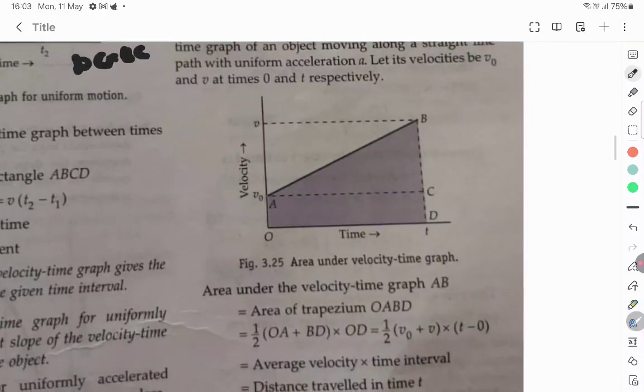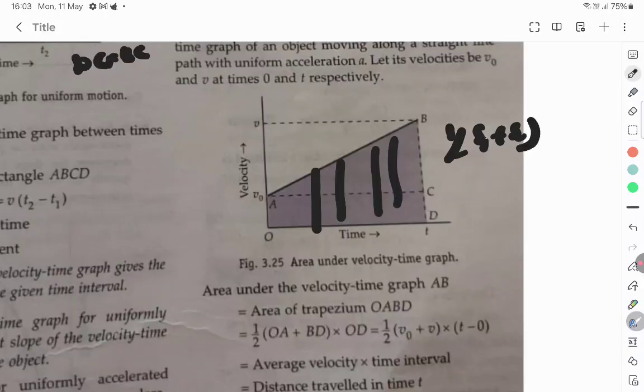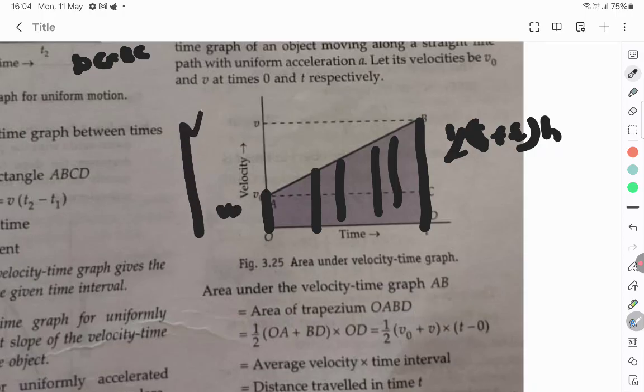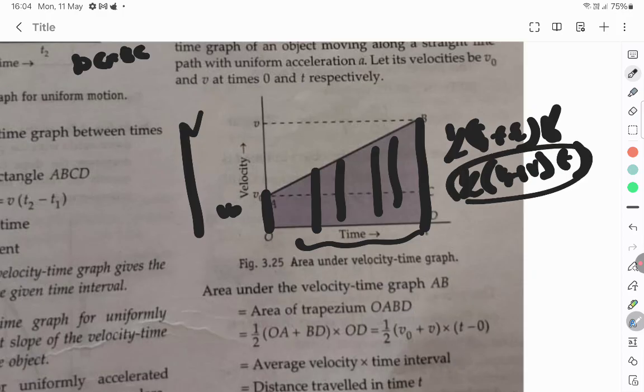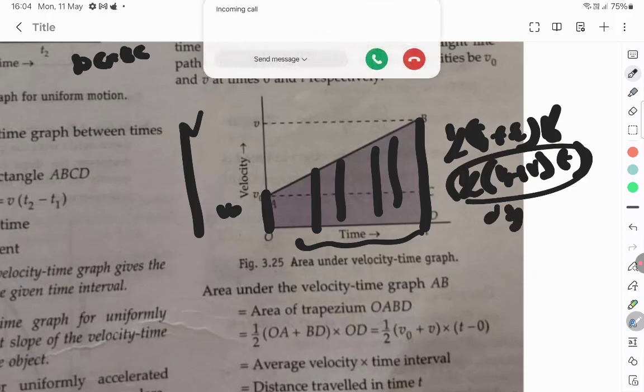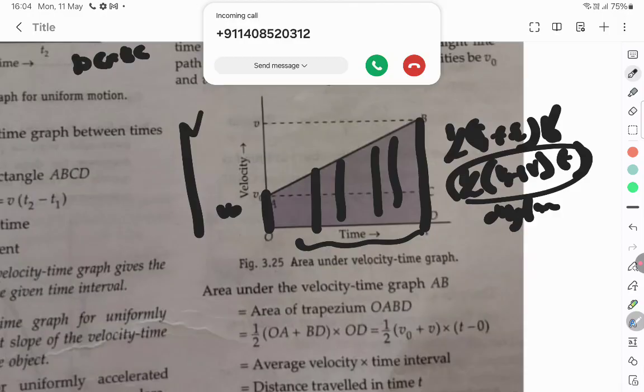This gives you a velocity time graph. The area under this graph is a trapezium, half into s1 plus s2 into h. What is s1? This side. What is s2? This side. So this is v0 and this is v according to this, and this is time. So half into s1 plus s2, that is v0 plus v, into time, and that will give you the area under the graph, which is a velocity time graph. So you get displacement.